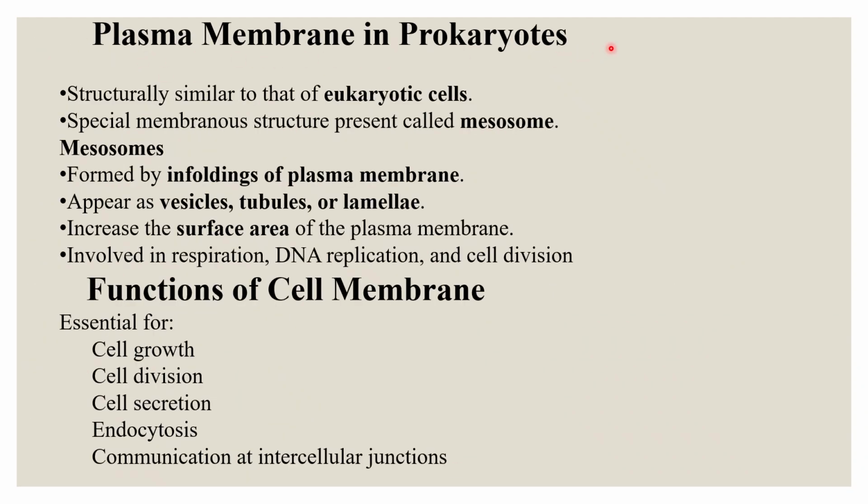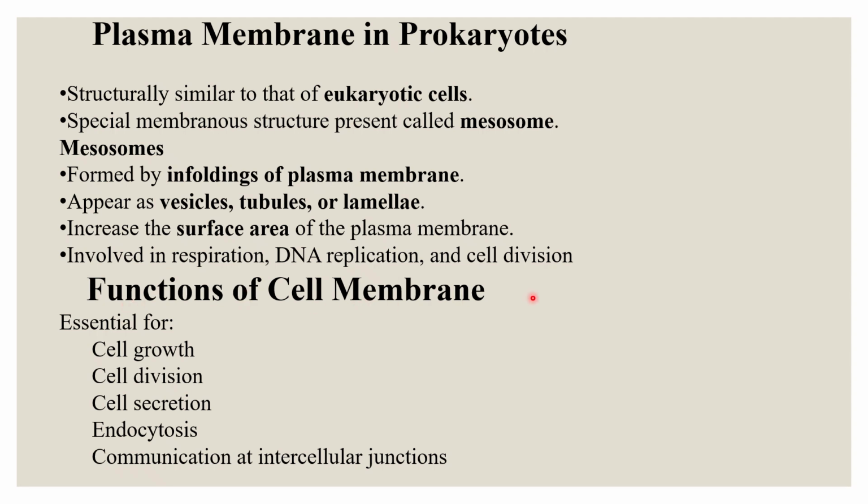Plasma membrane in prokaryotes. The plasma membrane in the prokaryotes is also similar to that present in the eukaryotes, but they have special structures called mesosomes. Mesosomes are infoldings of the plasma membrane. They appear as vesicles, tubules, or lamellae. They increase the surface area of the plasma membrane, which is involved in respiration, DNA replication, and cell division.